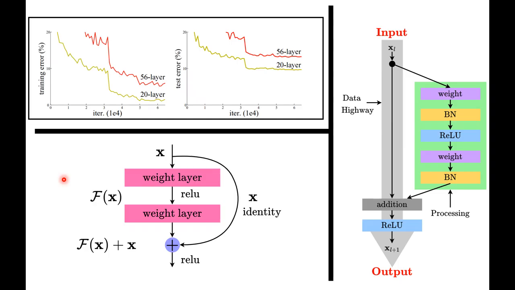So the authors of the ResNet paper do a very nice experiment, and they first train a 20 layer model and then they compare it with the 56 layer model, and the 56 layer model is performing worse than the 20 layer model, which means the additional 36 layers are hurting the model.